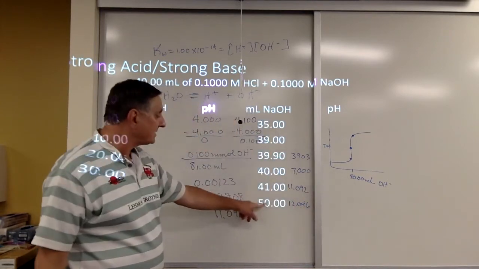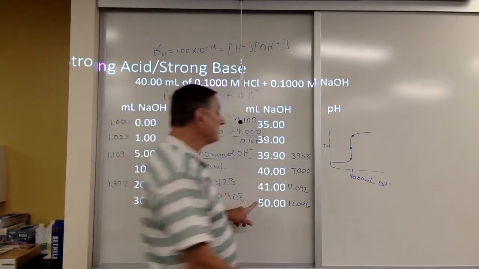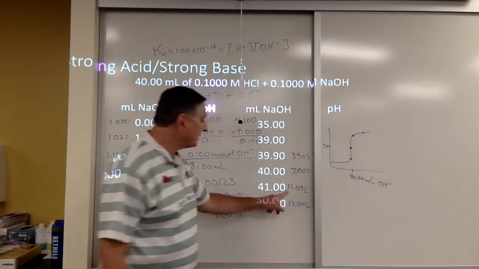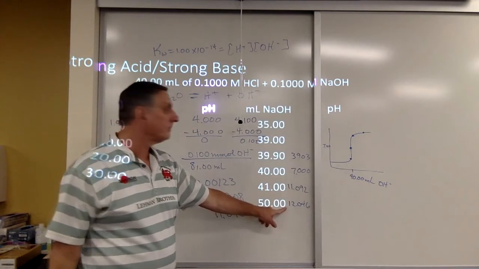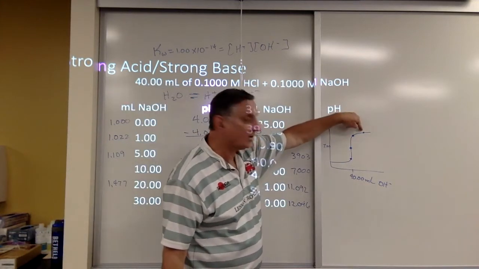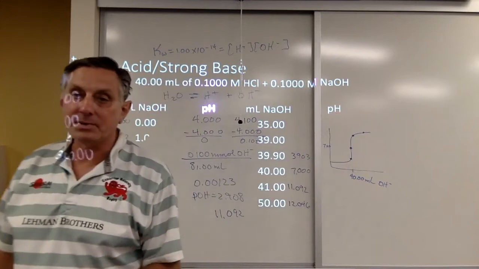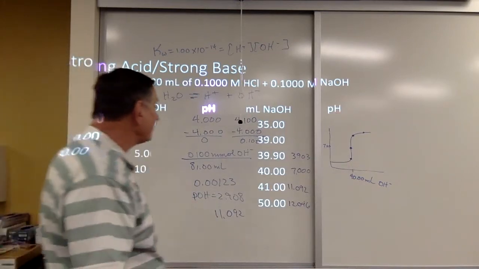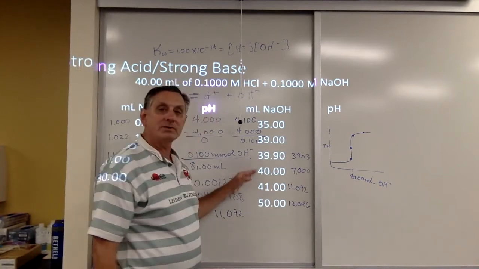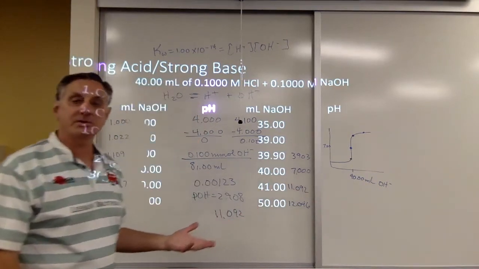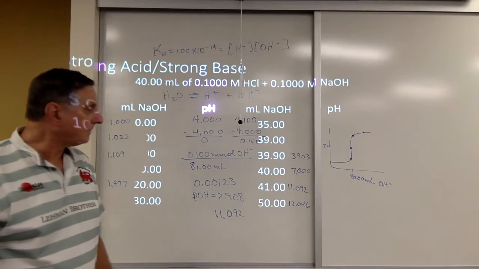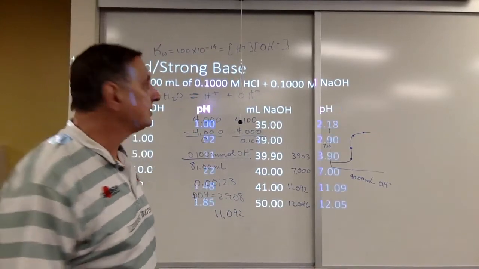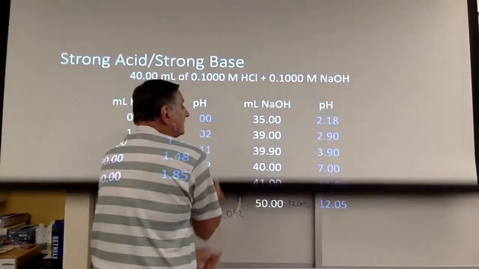See, once we're past, notice we've added another 9 milliliters. So way out here, our pH goes from 11.1 to 12.0. About 1 pH unit for 9 milliliters of hydroxide. The big change happens right around the equivalence point. This is the usefulness of titrations. So what I'm going to do here, next slide.